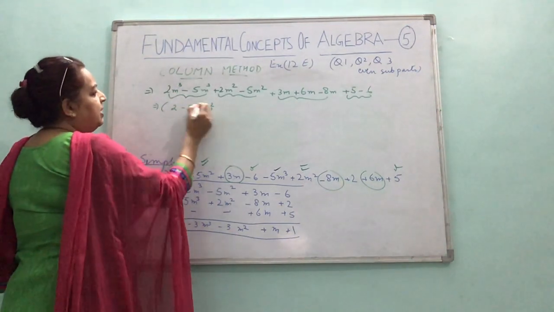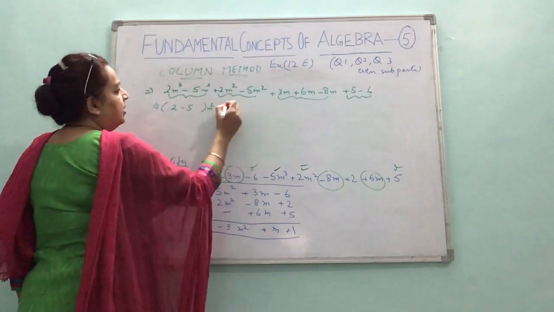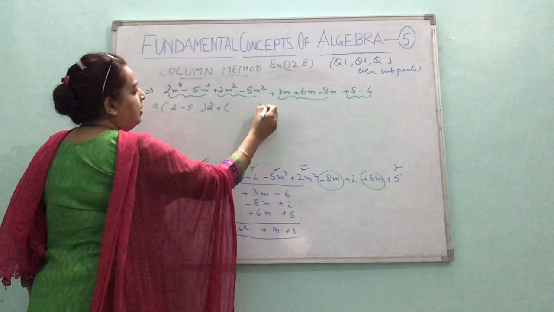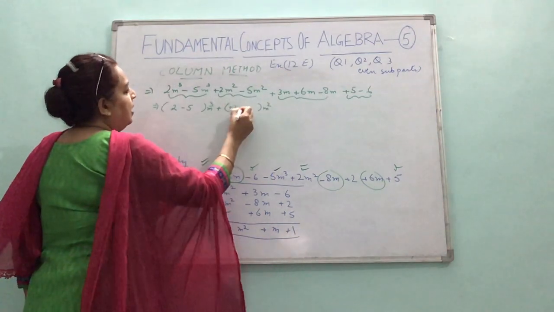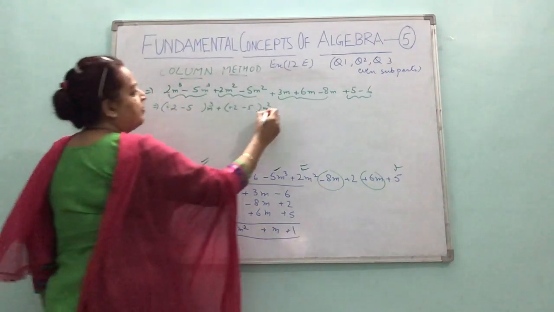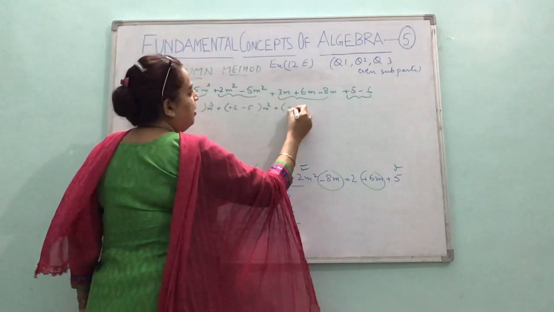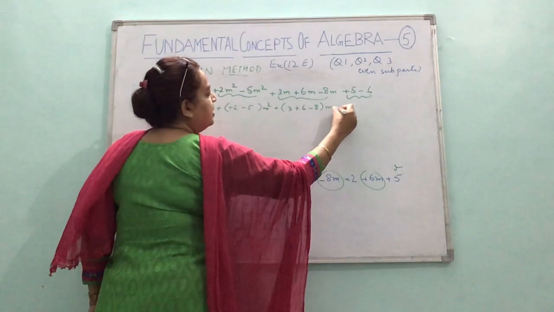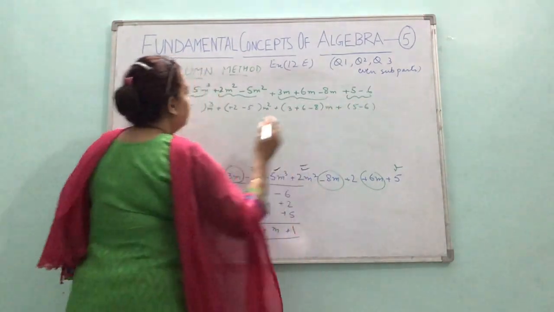2 and minus 5, plus outside, m cube it is. M cube, m square plus 2 and minus 5. You can put plus out here. 3 plus 6 minus 8 m, and this you can just put 5 minus 6. Now add up.